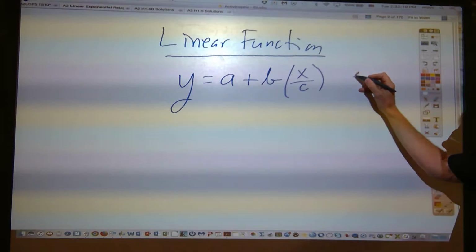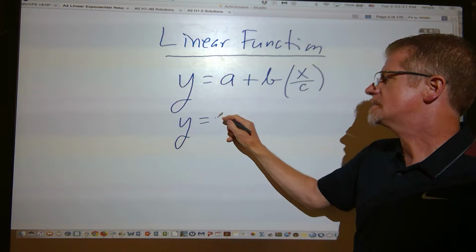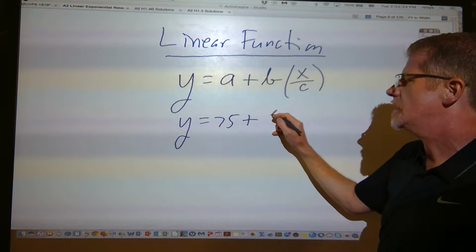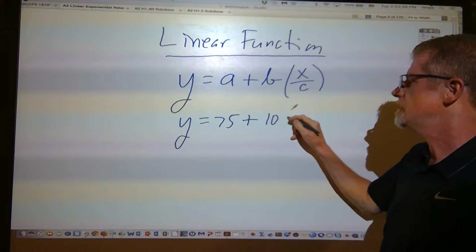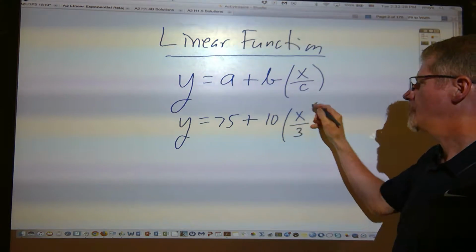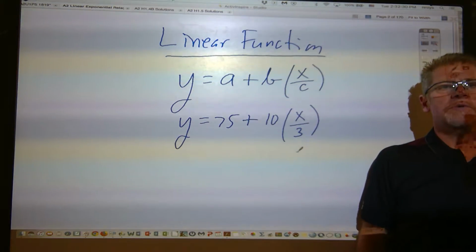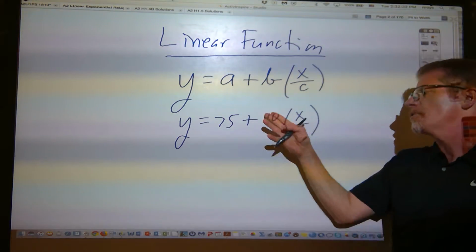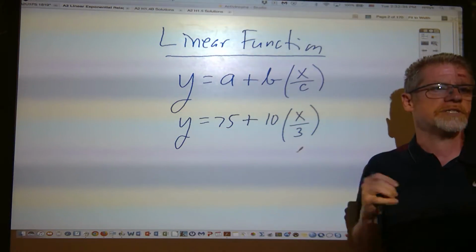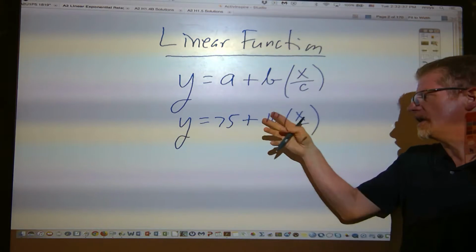If I had said, we're going to start at 75 million people and we're going to add 10 million people every 3 years, then we would have said that the slope, rise over run, is 10/3. And using the y equals mx plus b approach, we could say, yeah, the slope is 10/3.